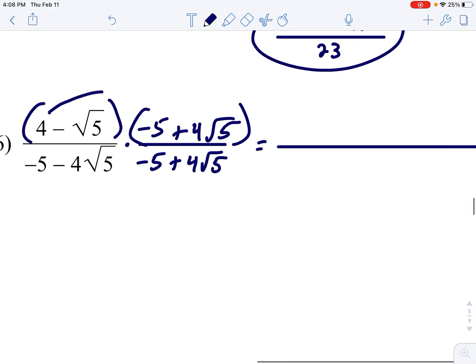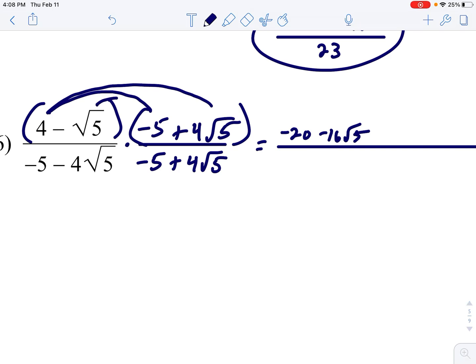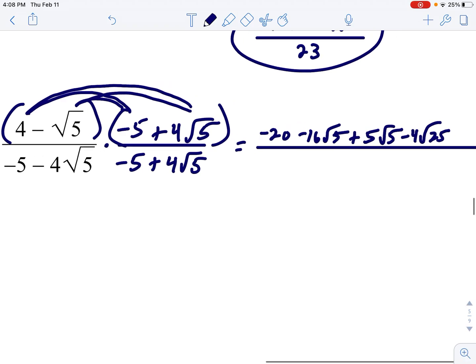Okay, first, negative 20. Outside, negative 16 radical 5. Inside, negative times negative is positive 5 radical 5. And last, negative 4 radical 25.